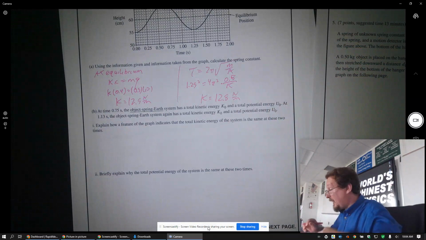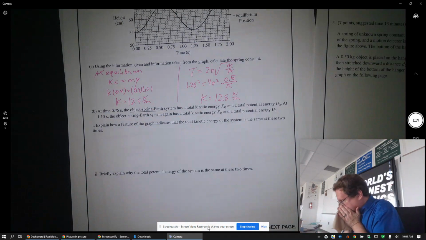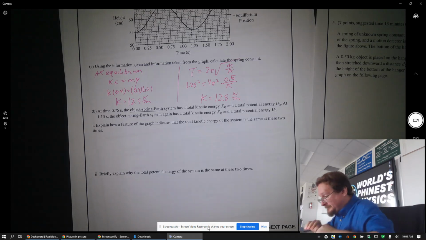I've written this problem several times, and I can make it come out exactly the same both ways. People who write this problem don't care that much, and I'm allergic to all this spring stuff. Stop. All right.